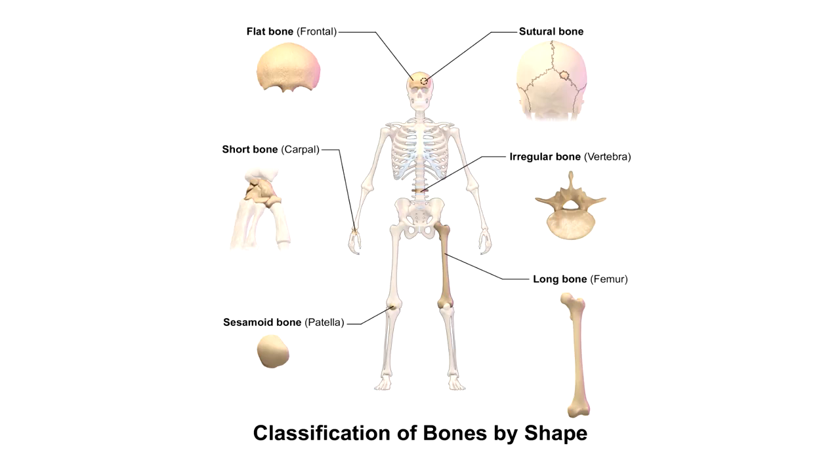So these are small, flat, and irregular shaped. And you'll find sutural bones usually between the flat bones of the skull, and they have varying shapes and sizes.